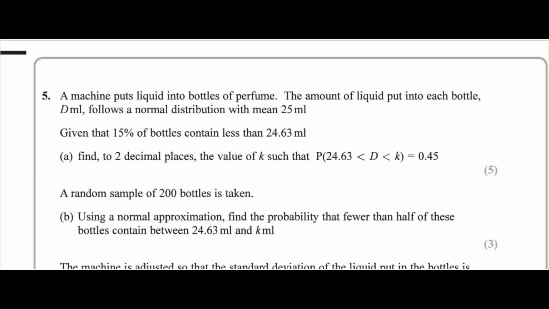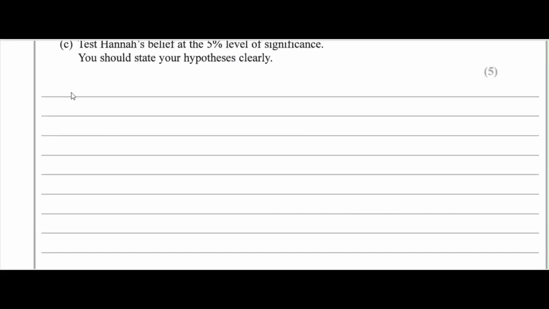Question 5. A machine puts liquid into bottles of perfume. The amount of liquid put into each bottle, d ml, follows a normal distribution with mean 25 ml. Given that 15% of bottles contain less than 24.63 ml, find to two decimal places the value of k such that probability of d is greater than 24.63 but less than k is equal to 0.45.